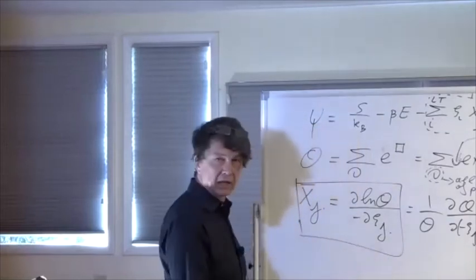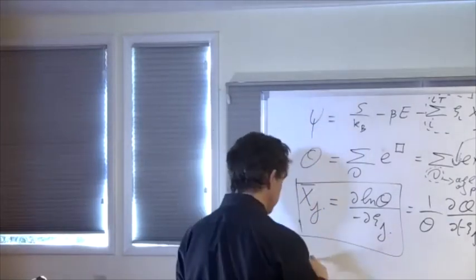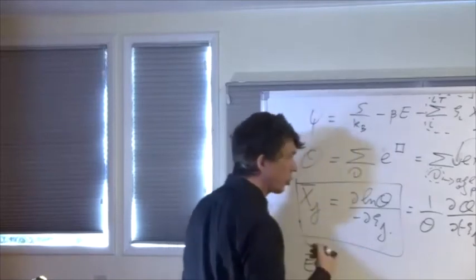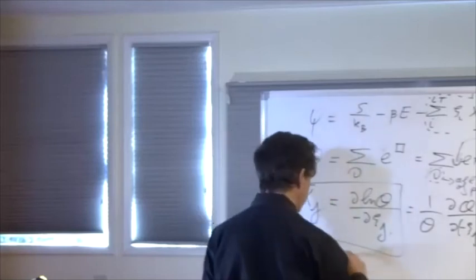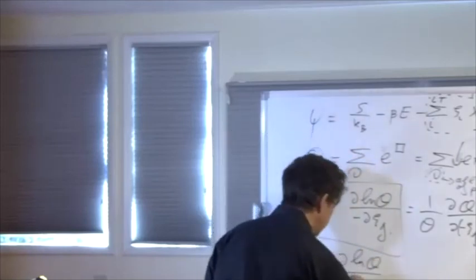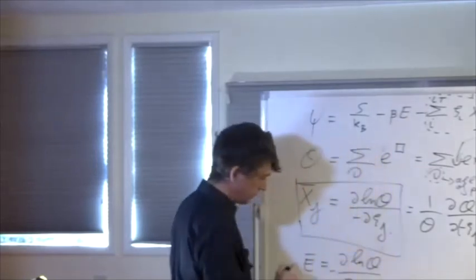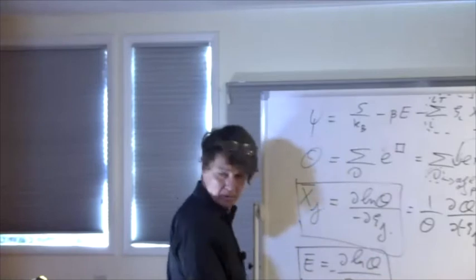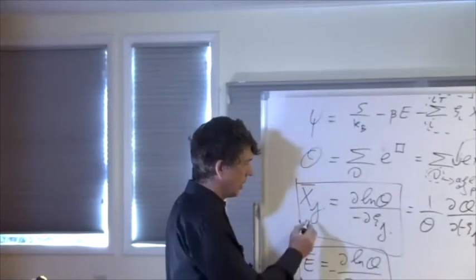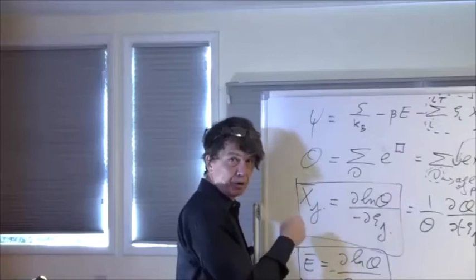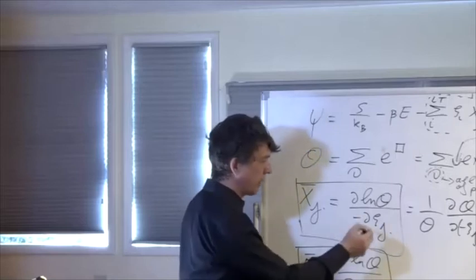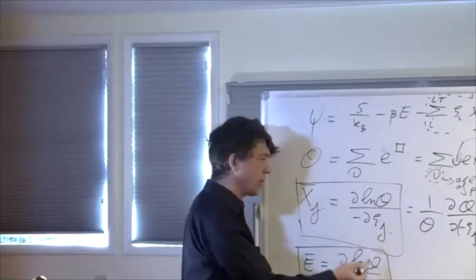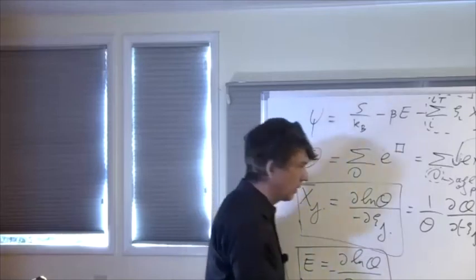Okay. Oh, and by the way, now you see that this generalizes to the energy. Because what's the average energy? Well, the conjugate of the energy is beta. So I just take the logarithmic derivative, d log theta, d minus beta, and that we had proven many times before. So if I want the average of a fluctuating extensive quantity, I just take the logarithmic derivative with respect to its conjugate. Well, and a bit of minus sign. This always works, okay?